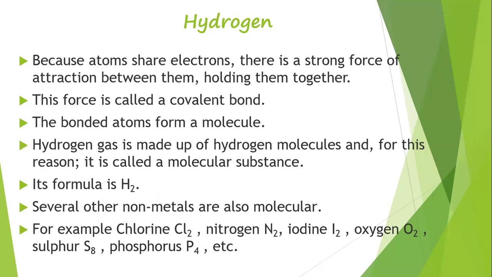Now, hydrogen gas is made up of hydrogen molecules, and for this reason it is called a molecular substance. Its formula is H2. Several other nonmetals are also molecular, for example chlorine, nitrogen, iodine, oxygen, sulfur, phosphorus, etc. All these are examples of other nonmetals, besides hydrogen, that are also molecular.